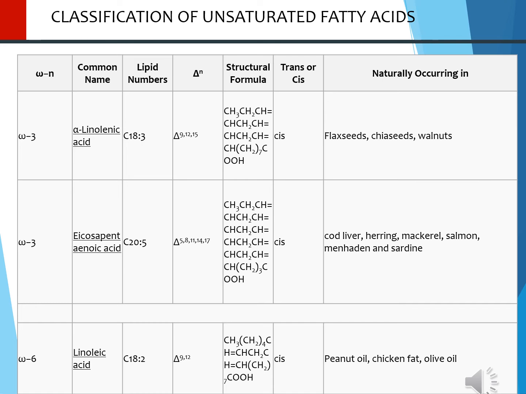Here is the list of some common unsaturated fatty acids. Their omega N number, common name, lipid number, delta N, structural formula, trans or cis form, and naturally occurring sources are shown in the table given in this slide. First example is omega 3 acid. Its common name is alpha linolenic acid. Lipid number is C18:3, delta N numbers delta 9, 12 and 15. Structural formula is given. It is of cis type and it occurs in flax seeds, chia seeds and walnuts. Likewise, other fatty acids are also shown in the figure.